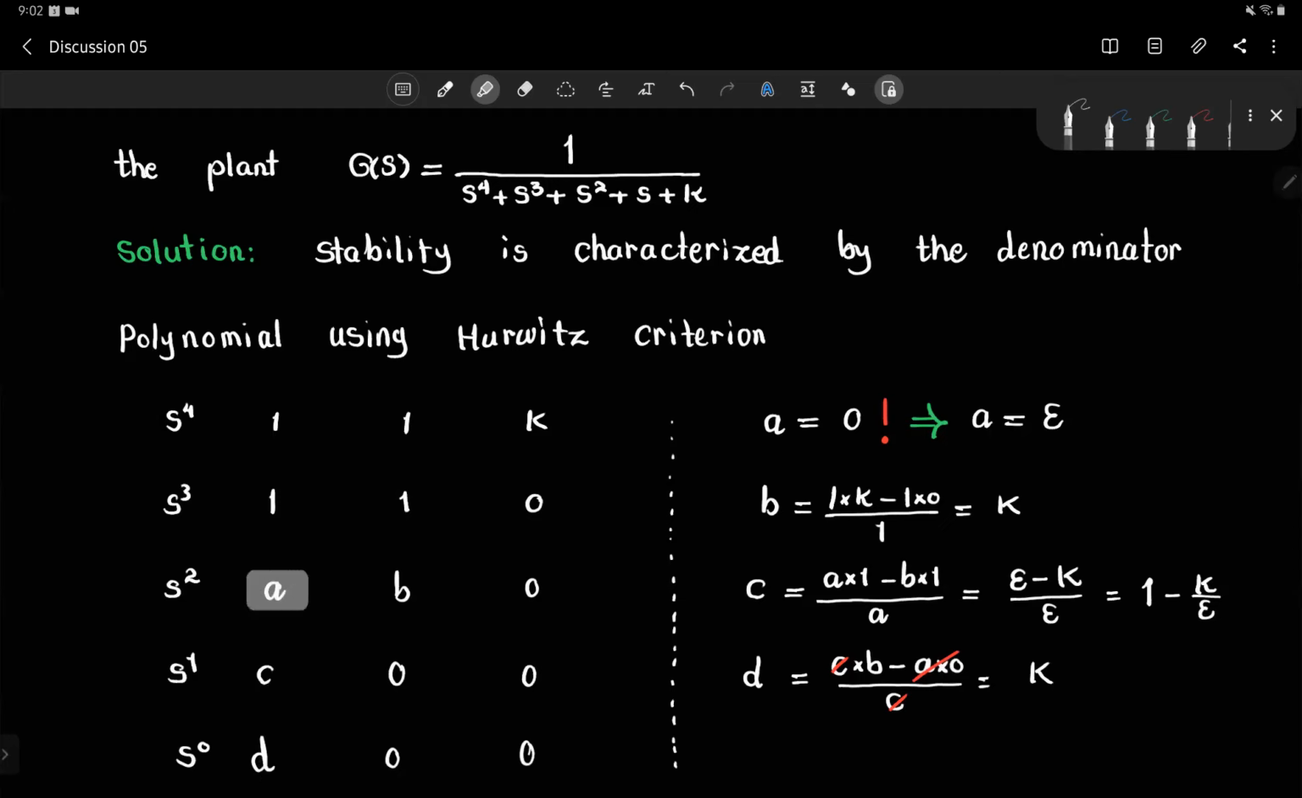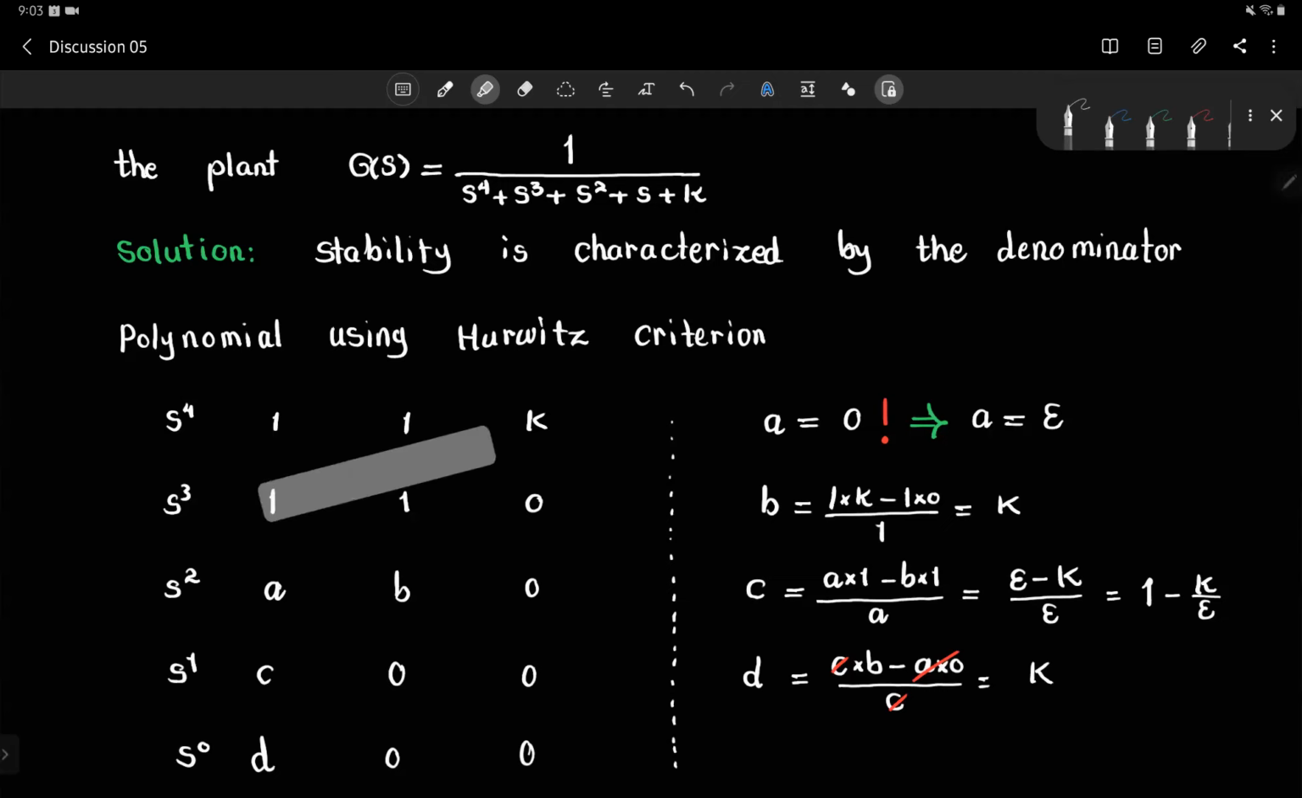A is going to be equal to 1 times 1 minus 1 times 1, right? So we see that A is going to be equal to 0. We know already that this is one of the special cases. To find out whether it's the first special case, where we use the auxiliary polynomial, or the second special case, where we use the epsilon, we need to compute B.